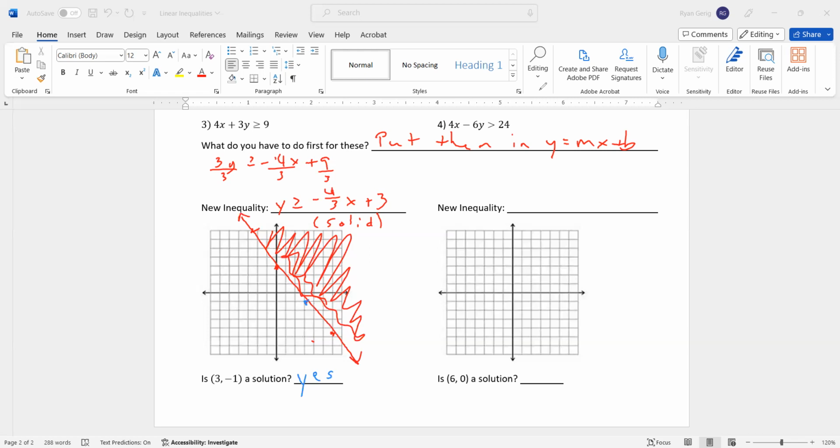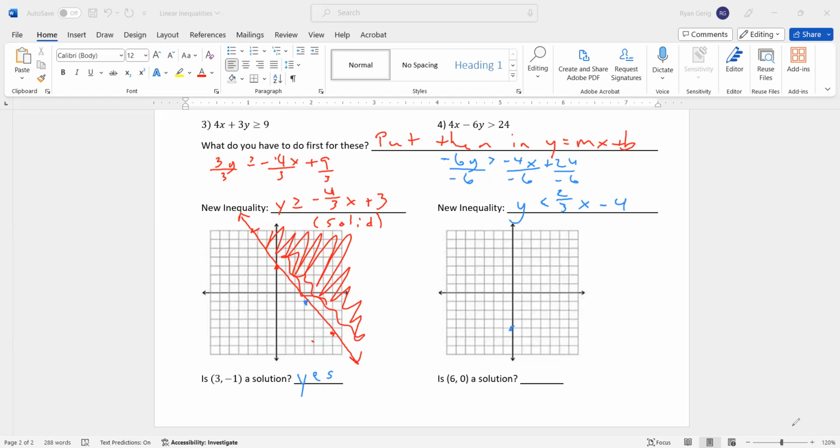All right. Number 4, you want to move this into slope-intercept form. So I'm going to subtract 4x. That gives me -6y is greater than -4x plus 24. And then divide by -6. Now, right there, I referenced it in number 3. We divided by a negative. That flips our sign. Make sure you notice that. Sign got flipped. Negative divided by negative is positive, and then reduced to 2/3 x minus 4.